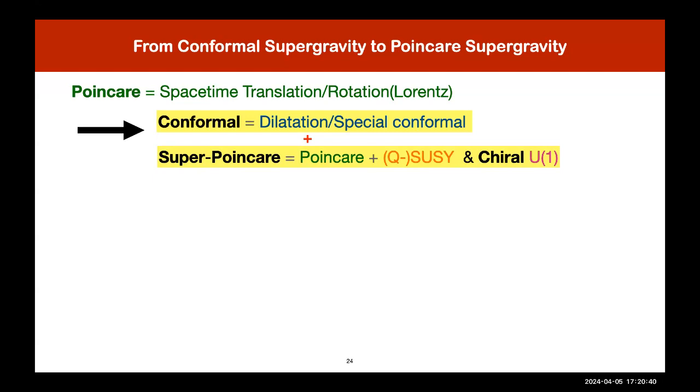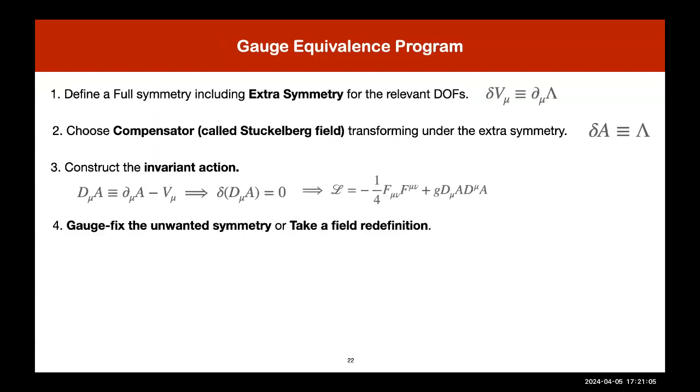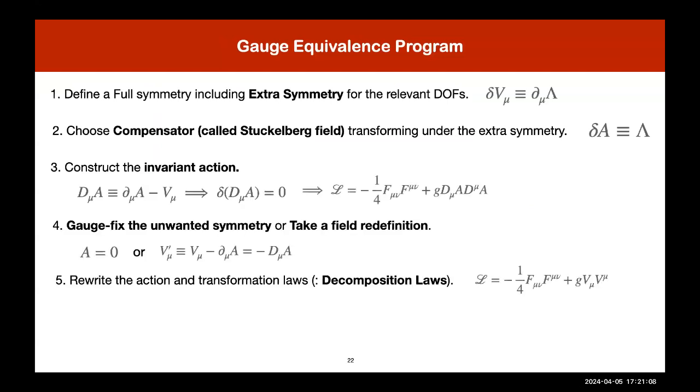Even if you choose this gauge A equals 0, we should not forget the equation of motion of that field. And that gives you an additional constraint. So the theory should not be the same as... That's the so-called decomposition law. Yeah, the decomposition law means the result after gauge fixing. So you're right.